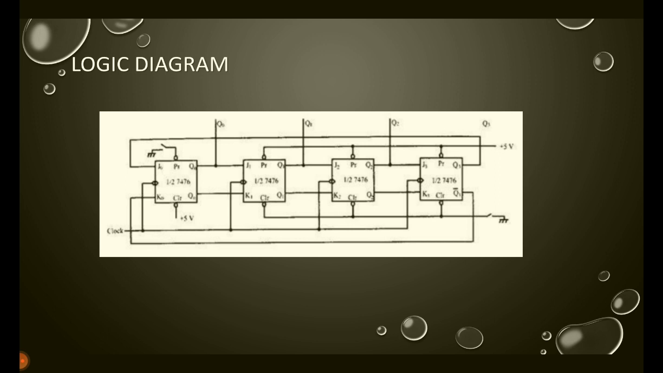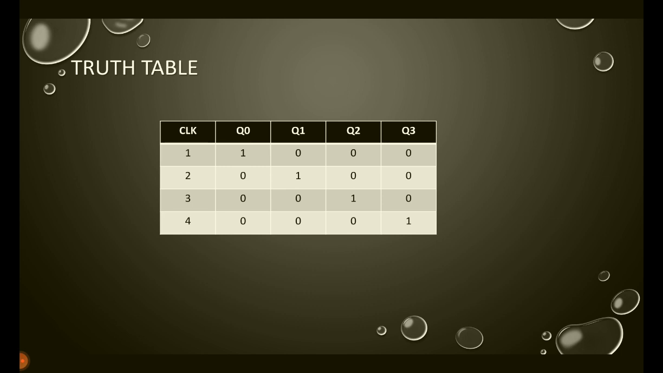So this is a logical diagram for ring counter. Here we use one input and 2 outputs. So we have here also clock pulse, and all the JK flip-flops are connected with one another. So truth table, clock pulse Q1, Q2, Q3.